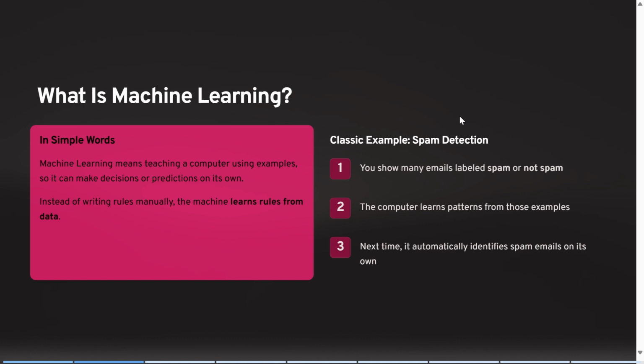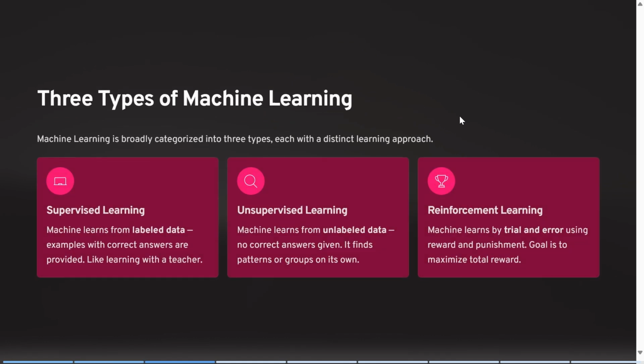Now, coming to types of machine learning. Machine learning is mainly divided into three types: supervised learning, unsupervised learning, and reinforcement learning. Supervised learning is learning from labeled data. It's like learning with a teacher.